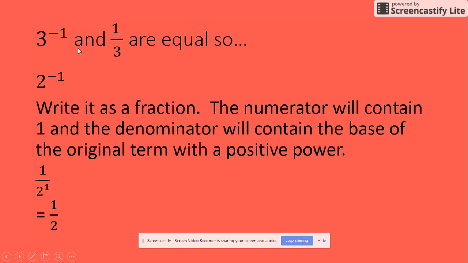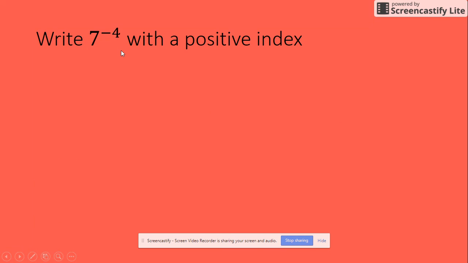As with this one, we didn't put that little power in there because we don't write 3 to the power of 1. Let's show one where we do it. So 7 to the negative 4, with a positive index.